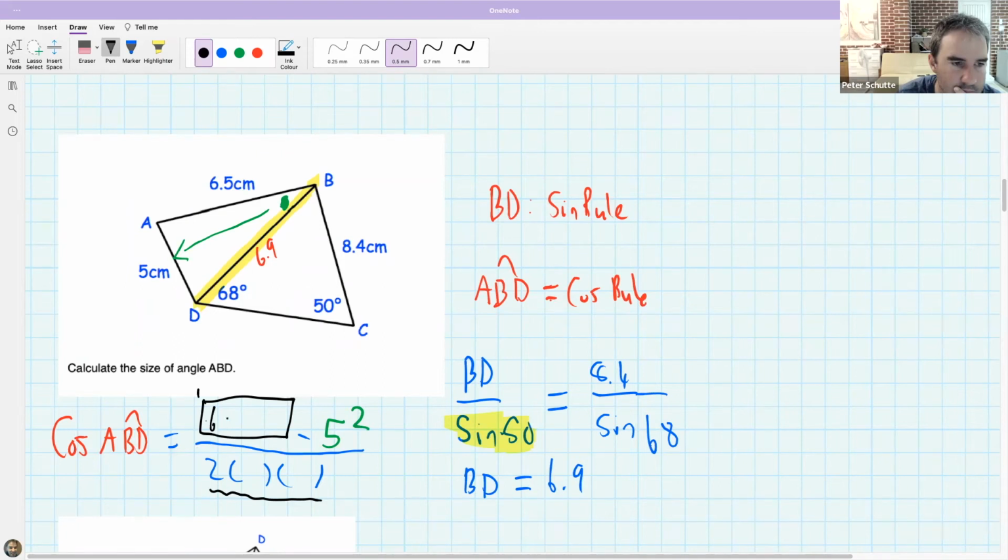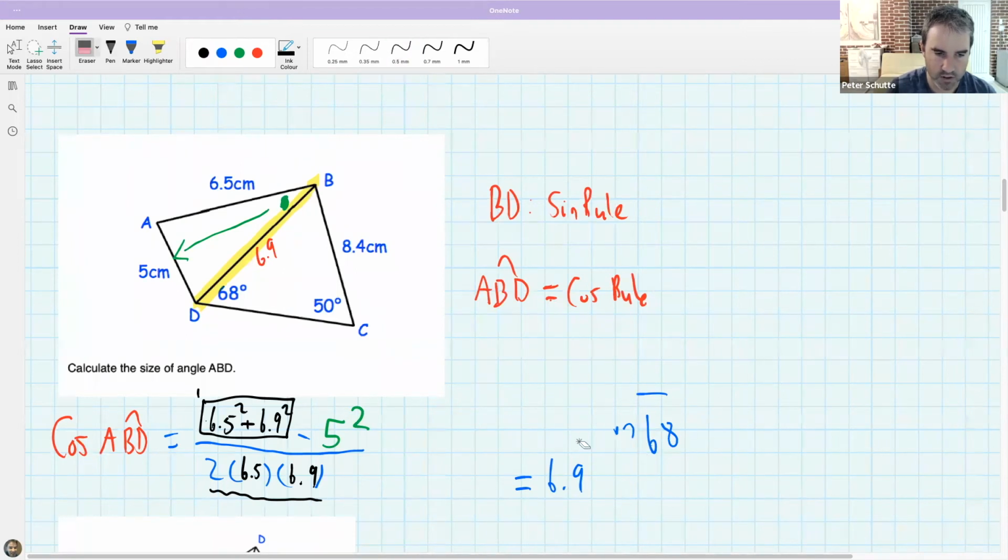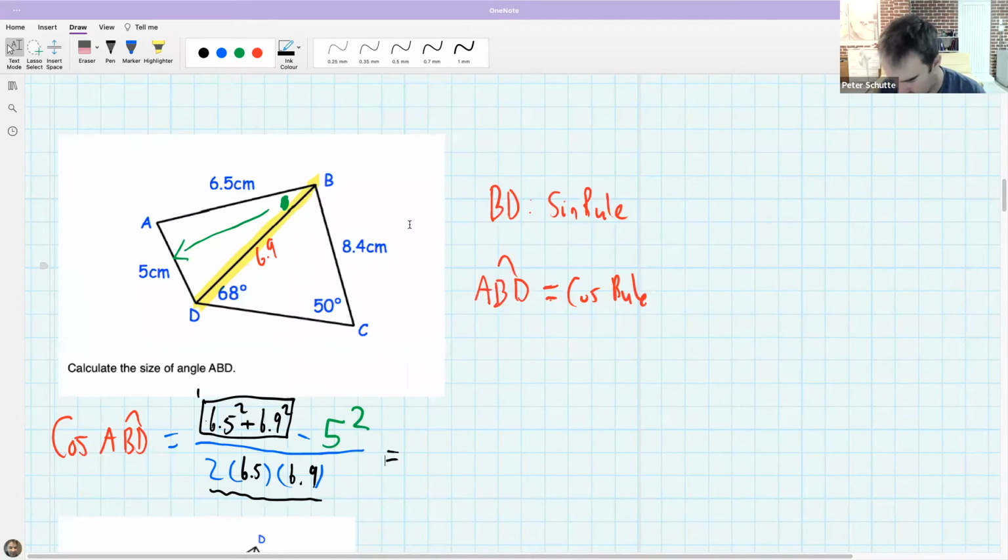Okay, so we've got this 5 there. It's just going to be 6.5 squared plus 6.9 squared. And over here, we're just going to have our 6.5 and 6.9. But we still need to figure out what the actual angle is. And so how are we going to do that? Because we're going to get a value for this. And then after that, we're going to have to go shift cos or inverse cos.